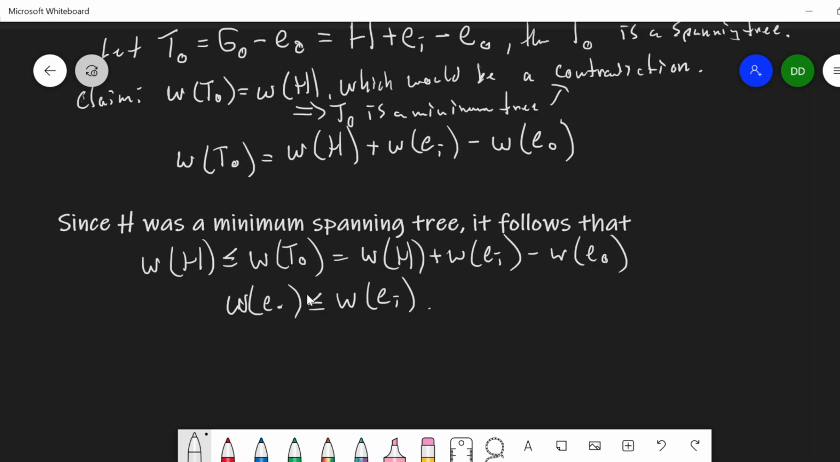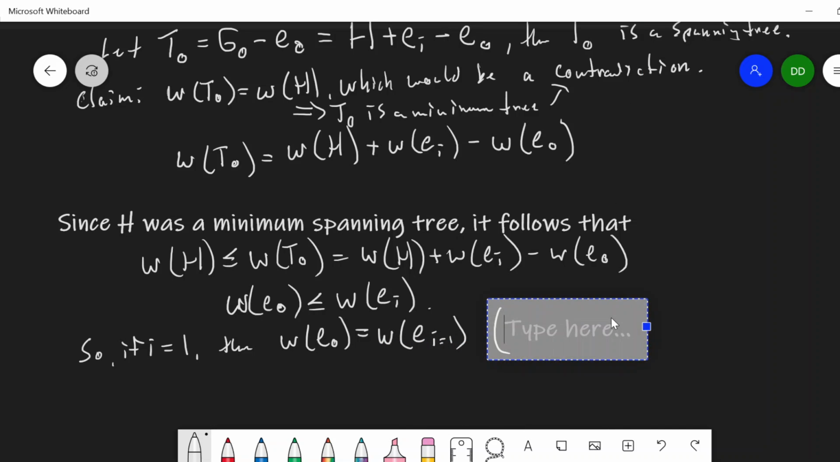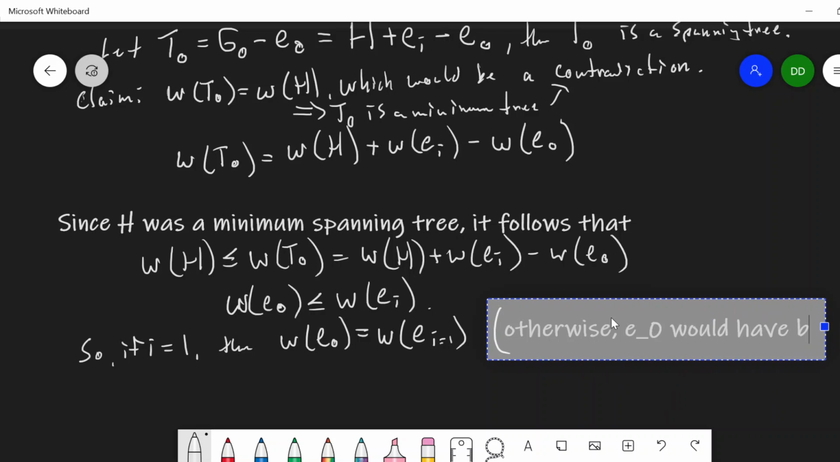So we can eliminate one case right here. That is, if E sub I, the first edge of T that was not in H, has I equal to 1, we can eliminate that case. So if I were equal to 1, then we can say that the weight of E naught must have been equal to the weight of E sub I, which is E1. Right, because otherwise E naught would have been chosen first.